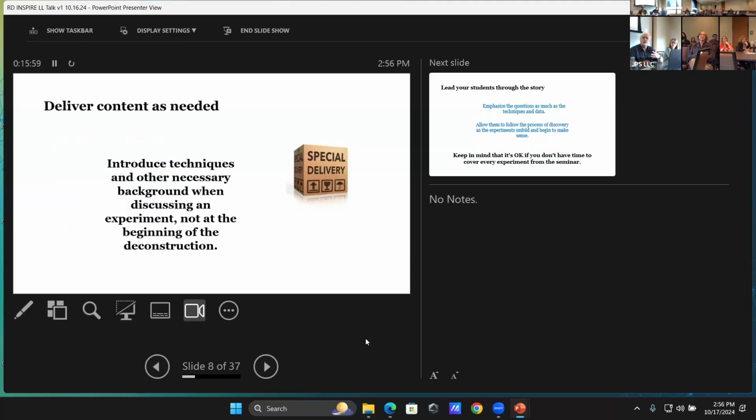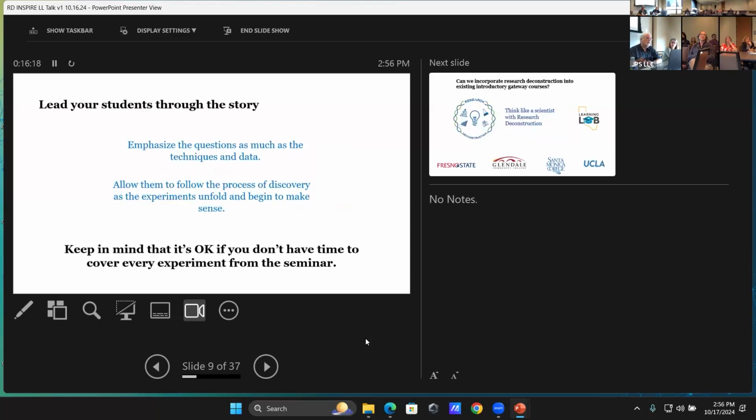It's important in doing a deconstruction, I think, to deliver content as it's needed. So you don't explain all of the techniques that were used, for instance, at the beginning, and then expect people to remember it 3 classes from now when you're actually talking about the experiments. You explain techniques and concepts that are necessary as they come up. And you want to lead your students through the story. So remember, the whole point of this is for students to understand how scientific discovery is made. You essentially want them to experience vicariously the process of asking questions and then figuring out ways to answer those questions through experiments.